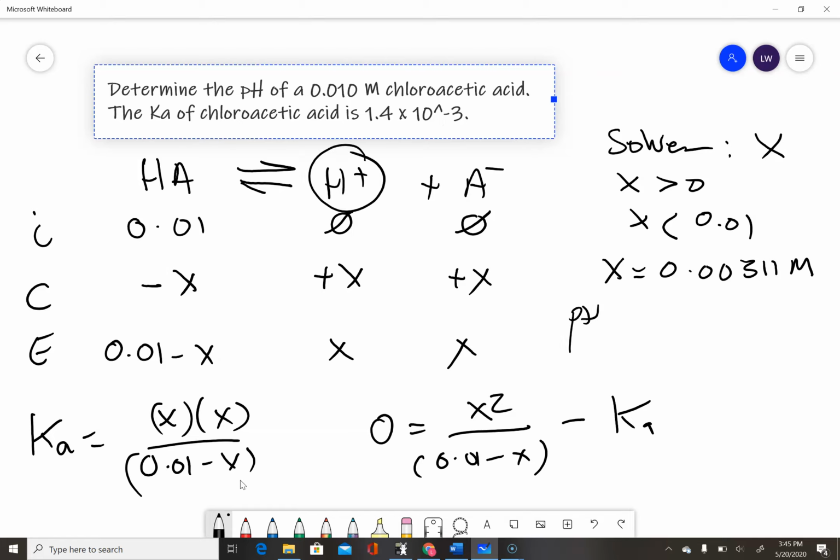So the pH is just going to simply be negative log of x, which when I put that into my calculator, negative log of 0.00311 is 2.51. So the pH equals 2.51. There it is.